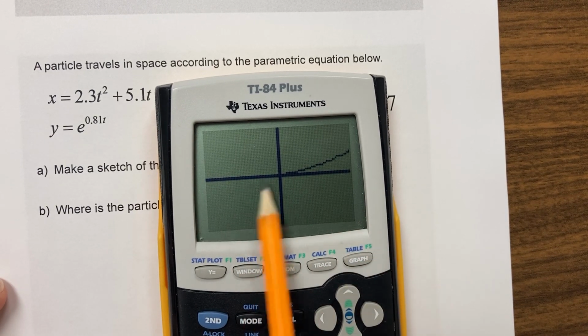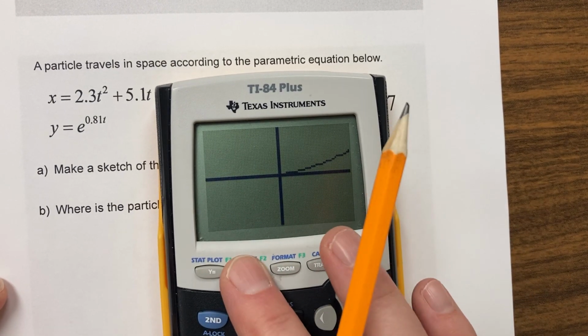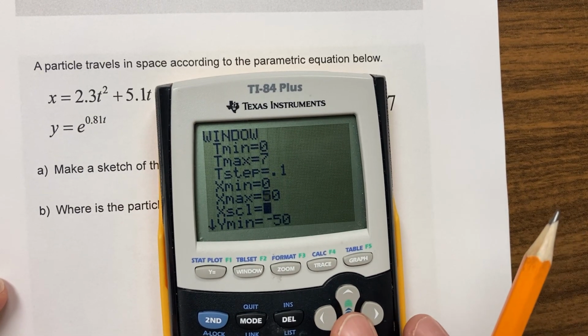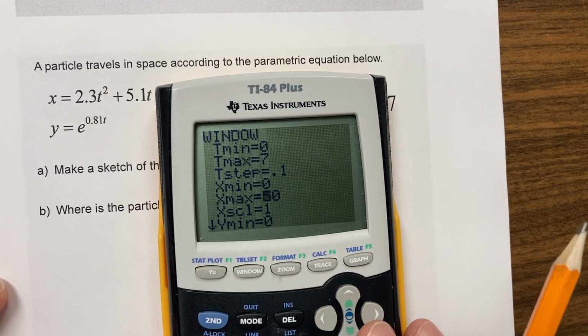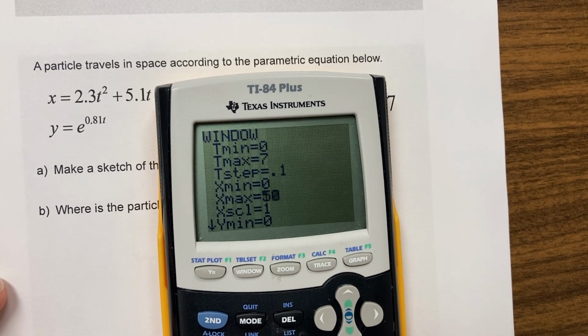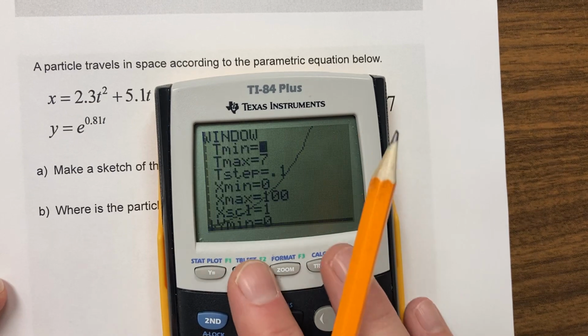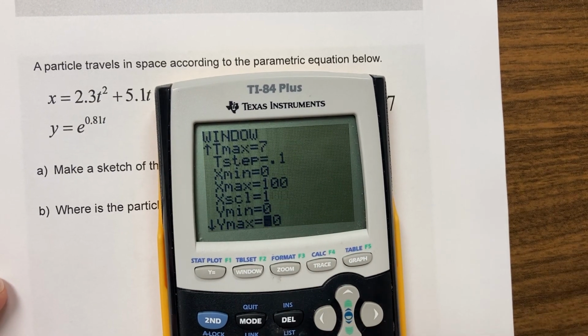I don't need the negative. Looks like I don't need either one to be negative here. So let's go 0 and 0 for that. But it does look like I might need more on this end. So I'm gonna go 100 there. Let's see what that looks like. Okay, and it looks like I need more on the y too.